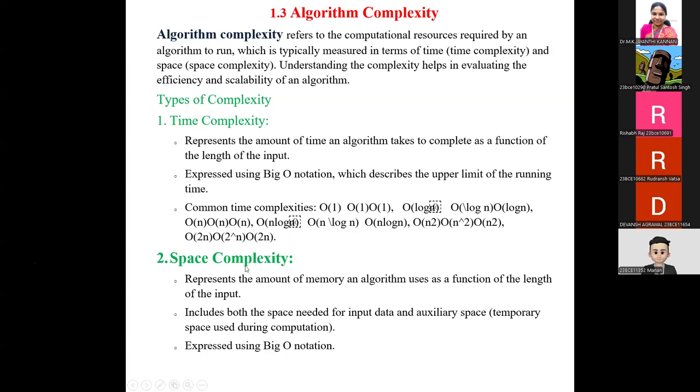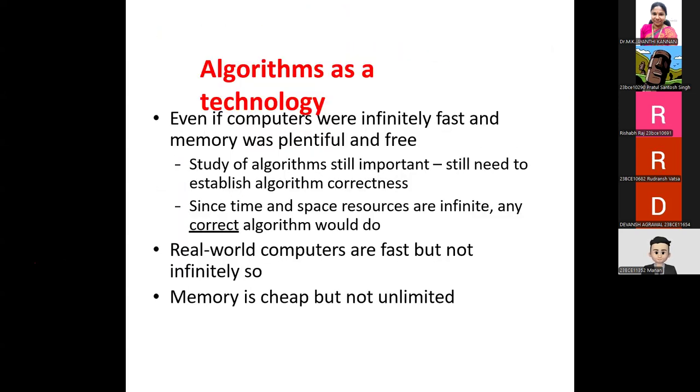The same way, space complexity represents the amount of memory an algorithm uses as a function of the length of the input processed. It includes both the space needed for input data as well as auxiliary space, temporary space used during the computation, expressed using big O notation. So this O is called big O notation. Any doubt about what time complexity and space complexity are?